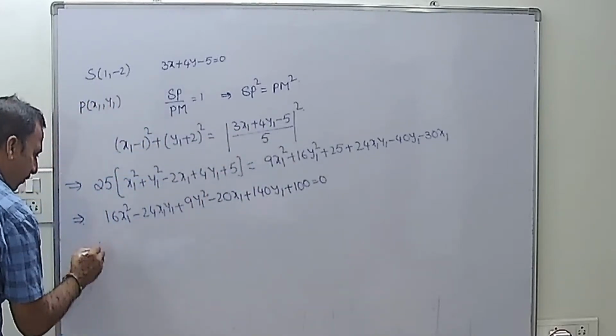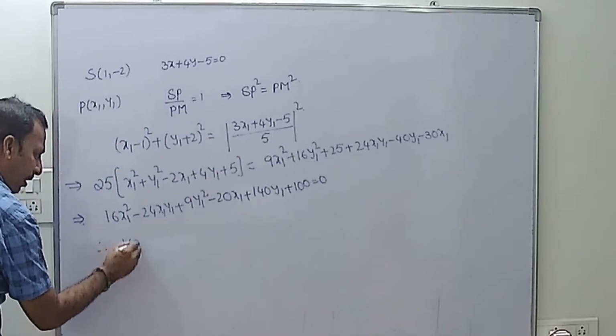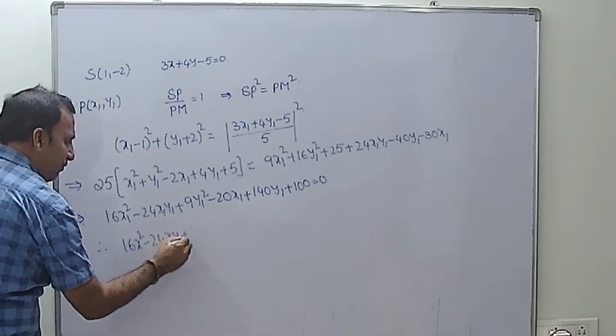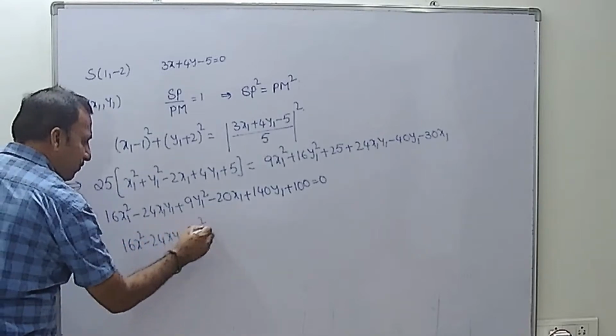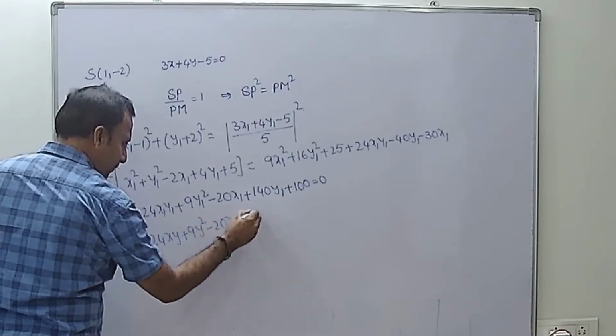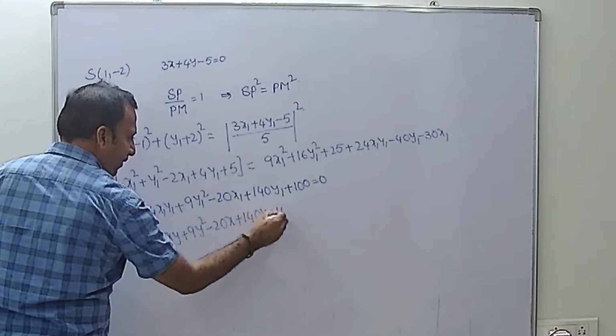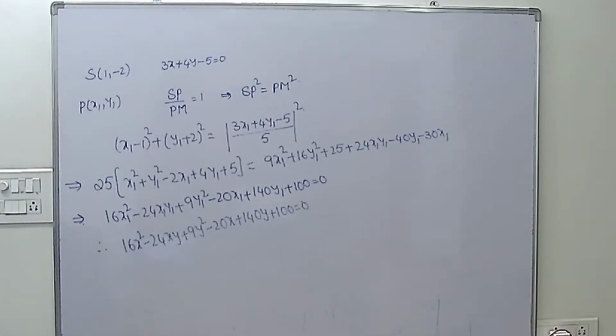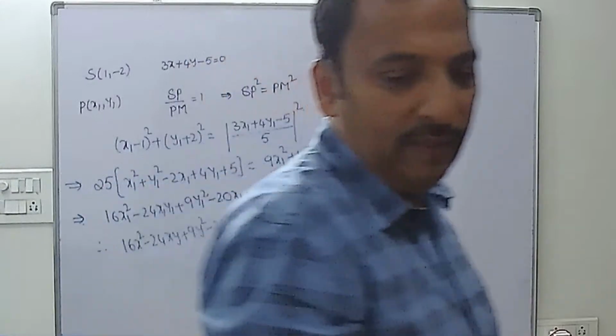Then therefore equation to the parabola: 16x square minus 24xy plus 9y square minus 20x plus 140y plus 100 is equal to 0.